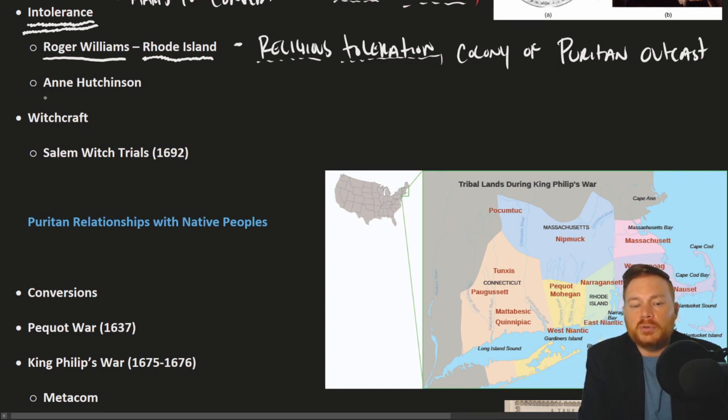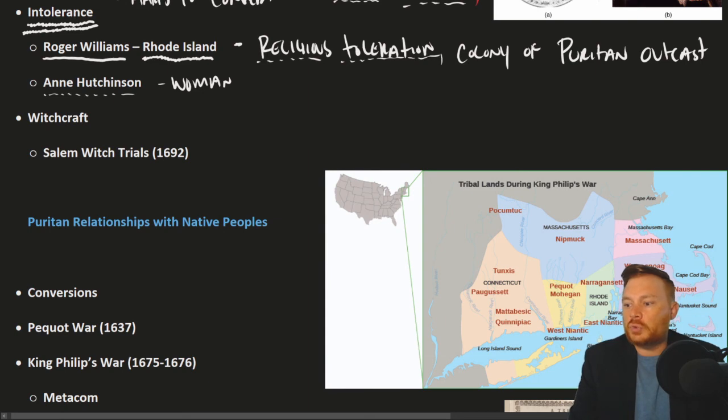Another great example is Anne Hutchinson, who was a woman. And she challenged the congregation, saying that they focused a little bit too much on worldly matters and not enough on spiritual matters. Now, Anne Hutchinson was important because she wasn't just challenging the religious message that the Puritans had, but she was also upsetting the social order.